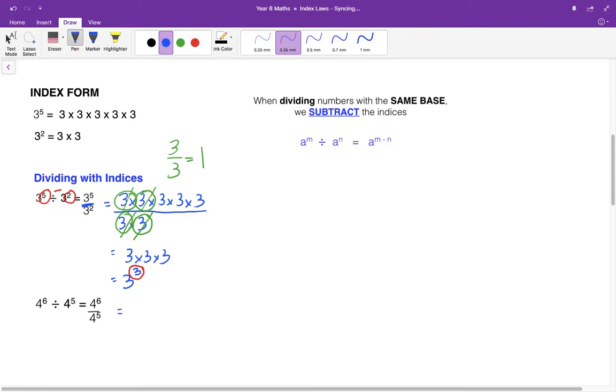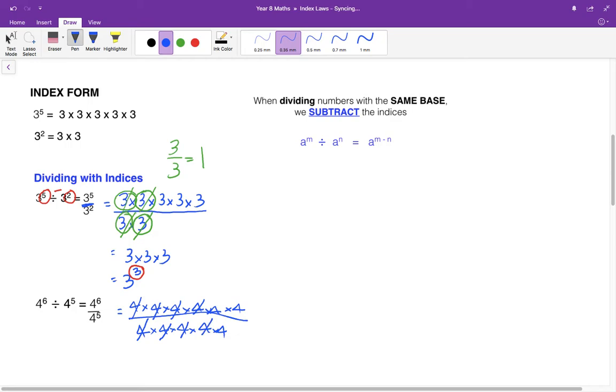We've got 4 to the power of 6 divided by 4 to the power of 5. So if we expand it, we've got 6 4s multiplied together, all divided by 5 of these 4s multiplied together. Now again, multiplying by 4 is the same as dividing by 4, we get a value of 1. Multiply by 4, divide by 4. Multiply by 4, divide by 4.